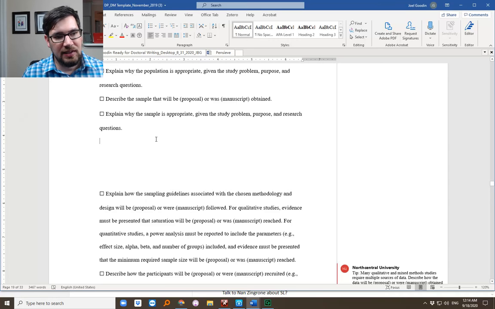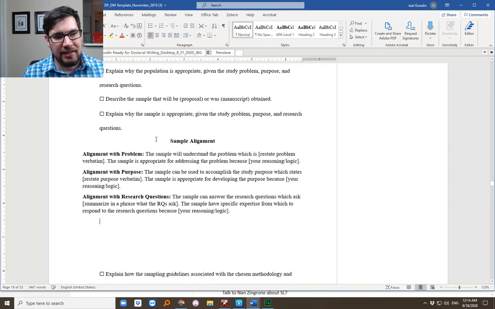But for this task, we want to go back to our formulaic sentences. So the sample will be understood. And here, instead of focusing on what you said in the population alignment sentences, you want to go into what it is about the sample, that inclusion and exclusion criteria, that sample size and the reasoning you had for that. What is it about all that that will allow you to understand the problem and address the problem?